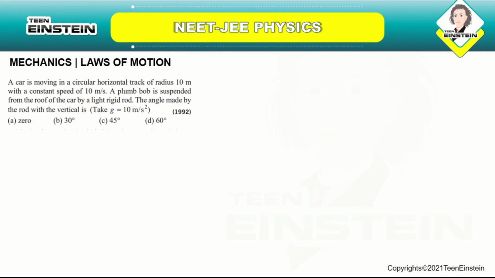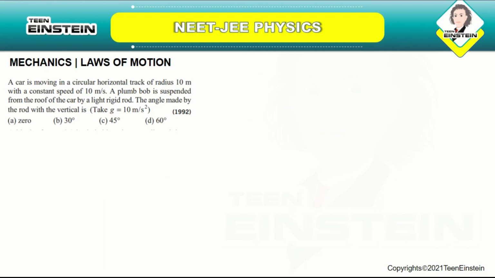A car is moving in a circular horizontal track of radius 10 meter with a constant speed of 10 meter per second. A plumb bob is suspended from the roof of the car by a light rigid rod. The angle made by the rod with the vertical is?